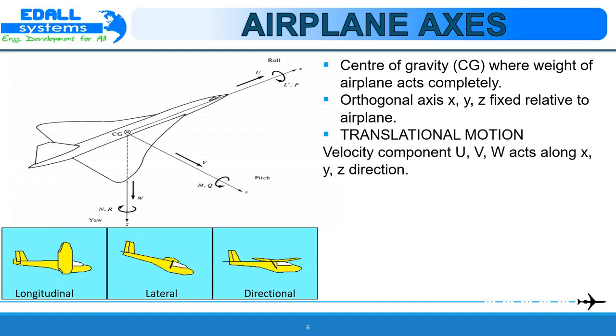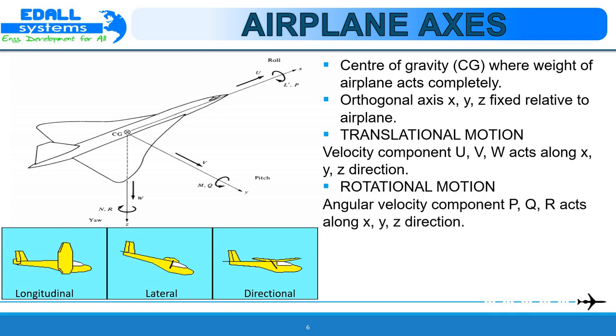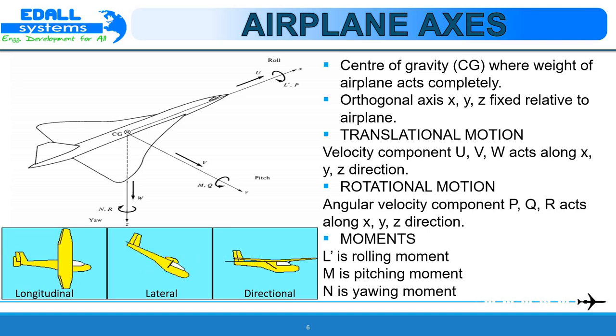The translation motion of the airplane is given by the velocity components u, v and w along the x, y and z directions respectively. The rotational motion is given by the angular velocity components p, q and r about the x, y, z axes respectively. These rotational velocities are due to the moments L, M and N about the x, y and z axes respectively.